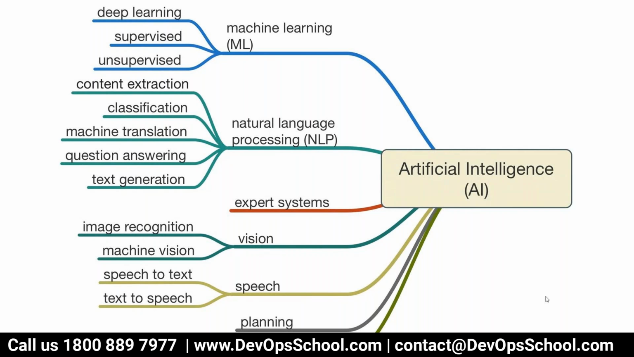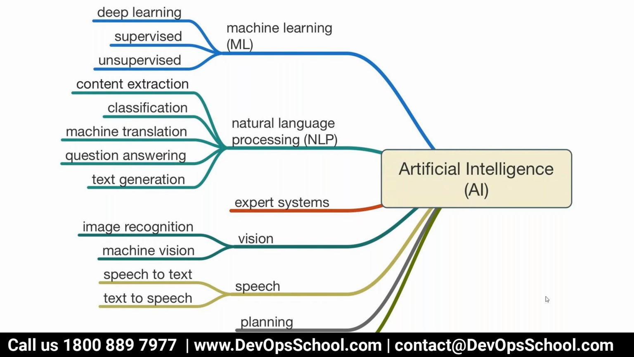So under artificial intelligence, we have many branches of artificial intelligence, such as machine learning, natural language processing (NLP), expert systems, vision, speech, planning, robotics, and a few more actually. And let me tell you, this is a growing domain. Lots of things get added as we study further, so lots of things will get added over the period of time.